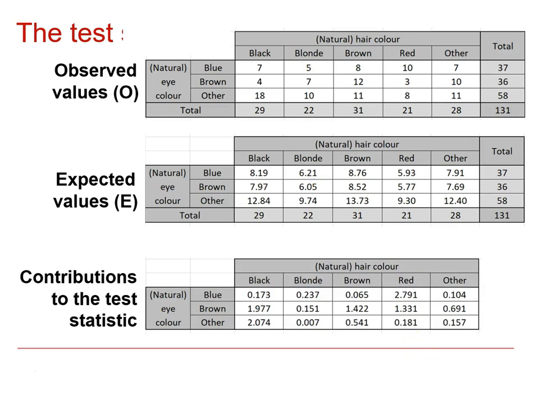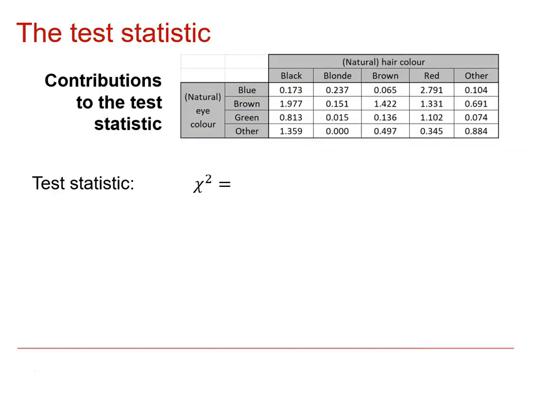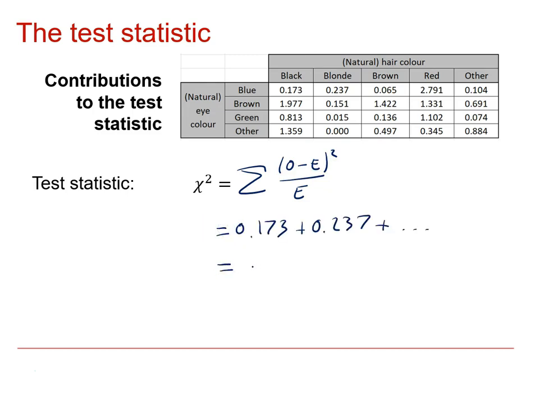I should also mention that again you should round to decimal places, not significant figures, so the accuracy is consistent throughout. Now remember, our test statistic is the sum of all those values, so we simply add them up. And so our test statistic equals 11.903.